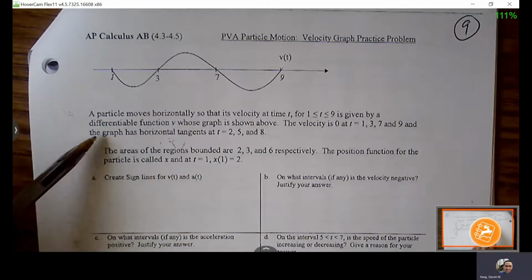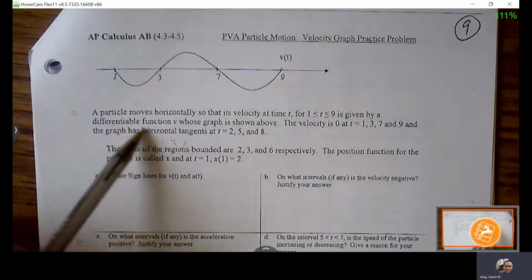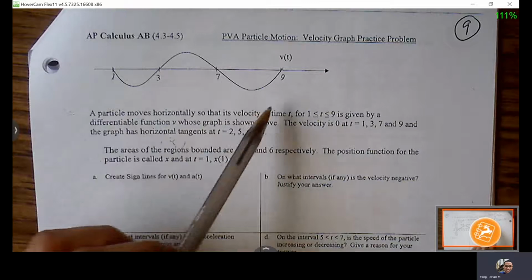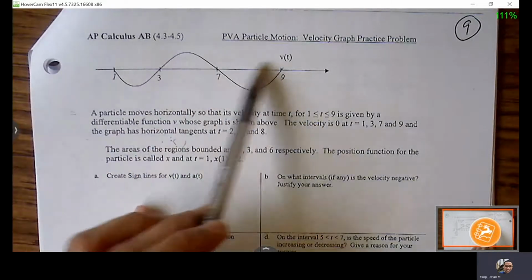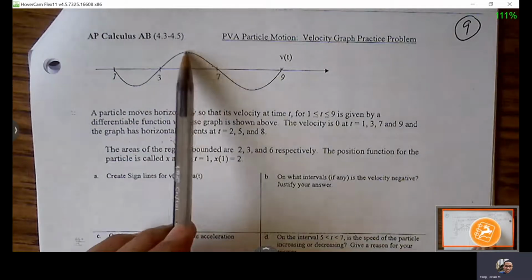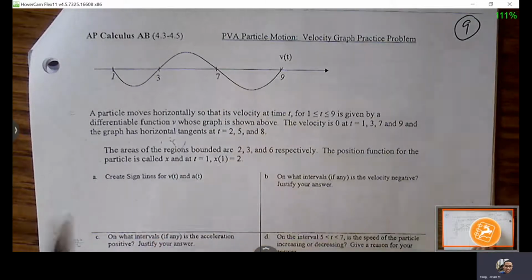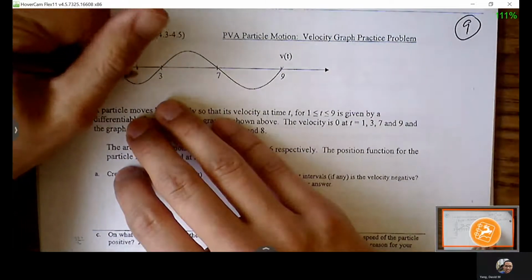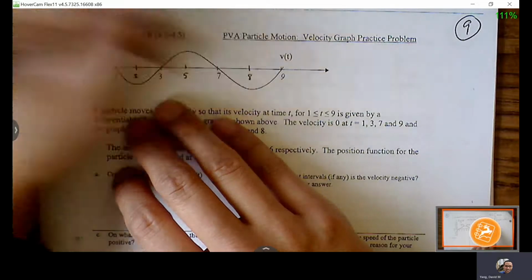Okay, so it says a particle moves horizontally so that its velocity at time t between 1 and 9 is given by a differentiable function. That just means that's a smooth curve. Velocity is 0 at 1, 3, 7, and 9. This is the velocity function. And then there are horizontal tangents at 2, at 5, and at 8. Okay, so we know that these are 2, 5, and 8.